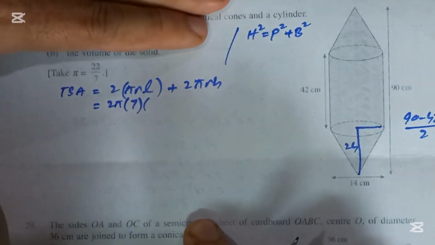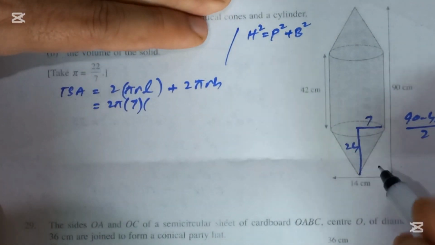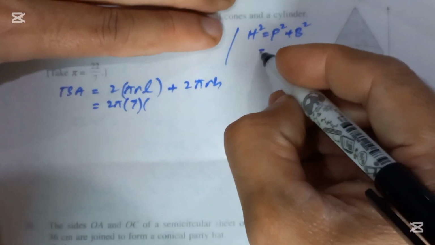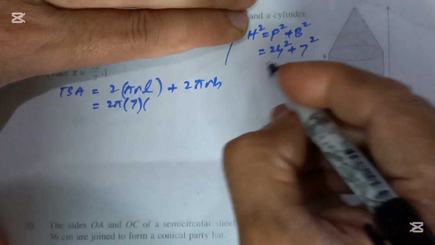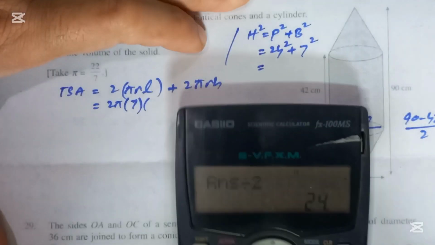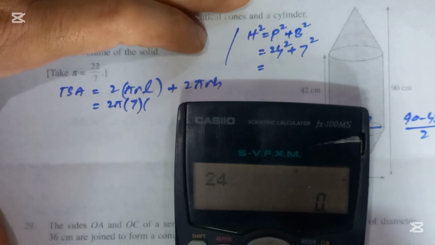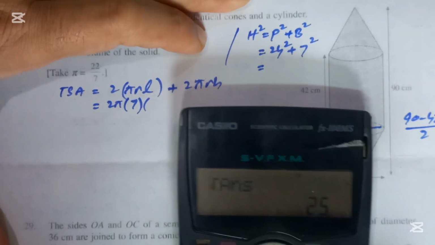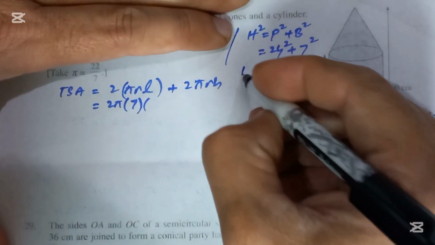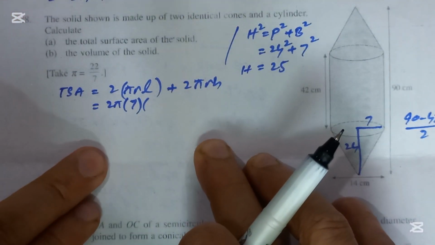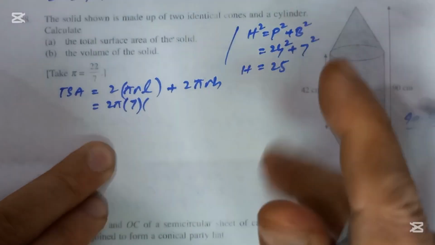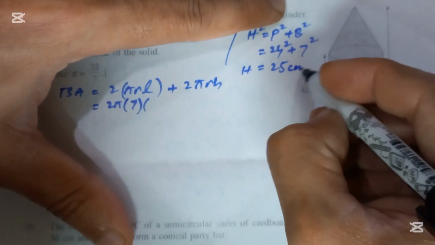So now apply these values in the Pythagoras theorem. Perpendicular is 24, so it will be 24 square. Base is 7, so 7 square. Now use the calculator. 24 square plus 7 square equal to this. Take the square root directly. So this is the value of h, that is 25. Unit will be centimeter. So this is L.